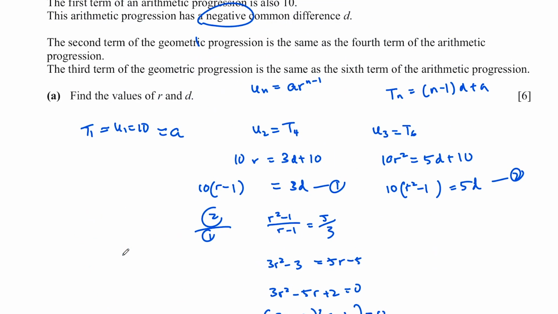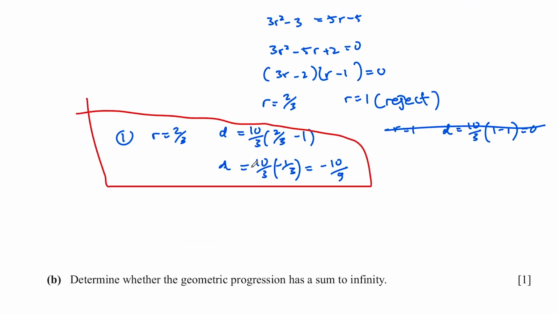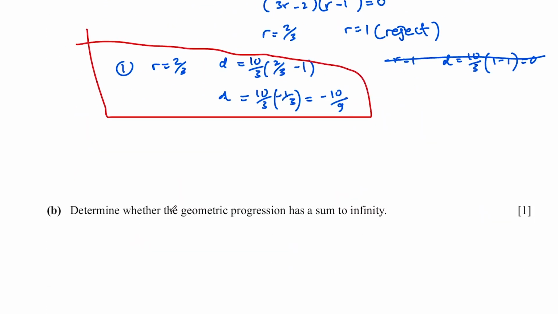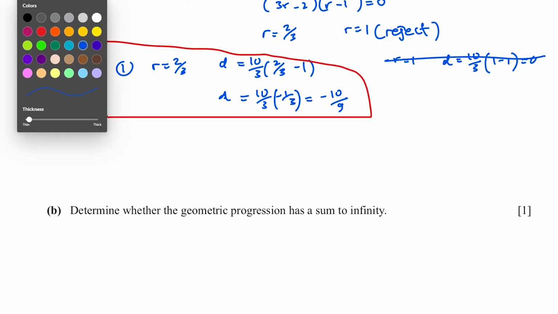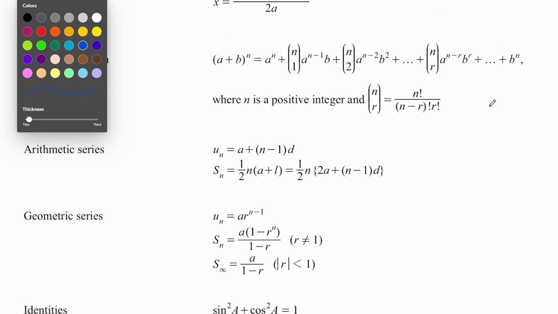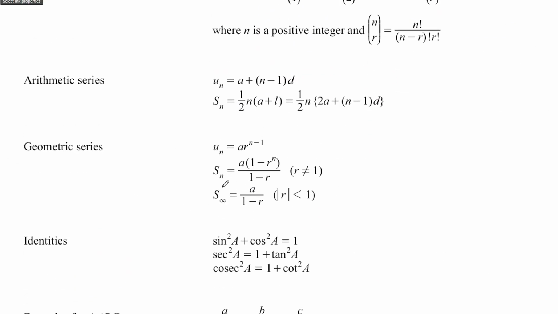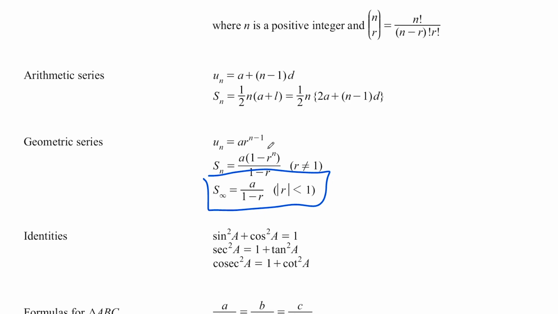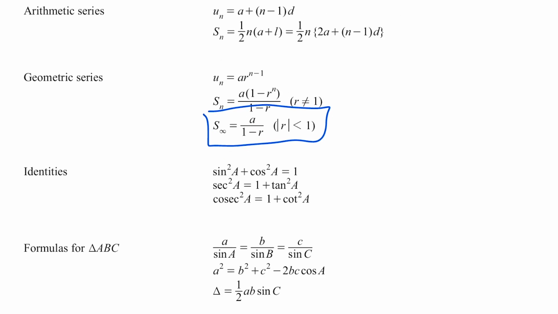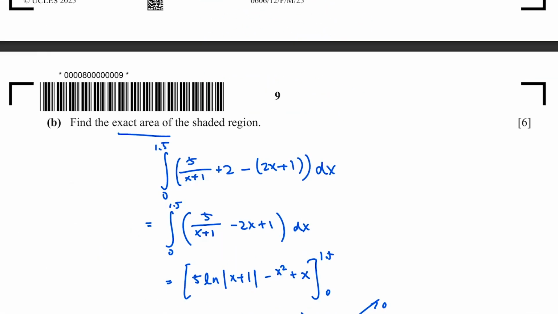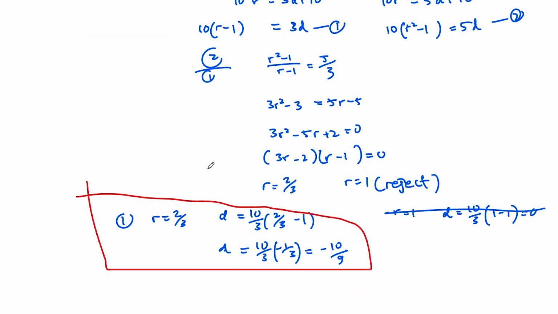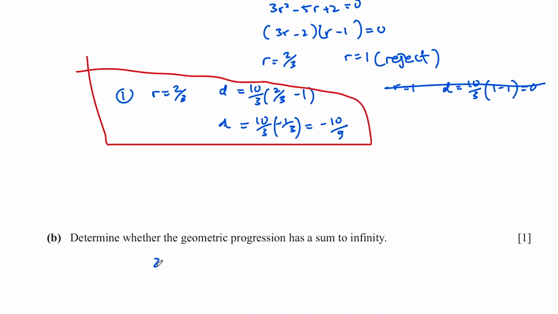Okay, so yeah, that's our solution. And okay, determine whether the geometric progression has a sum to infinity. So remember, I believe it's also included in the formula sheet if you do not remember. So yeah, for the geometric series here, there is a condition. For sum to infinity, the modulus of r has to be less than 1. So if we come back to here, the modulus of 2/3 is indeed less than 1. So just say less than 1. Therefore, the sum to infinity exists for this progression.